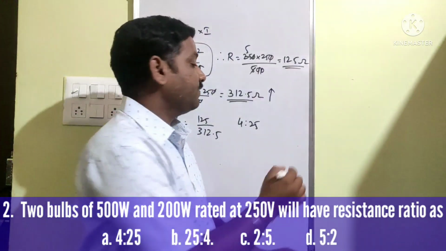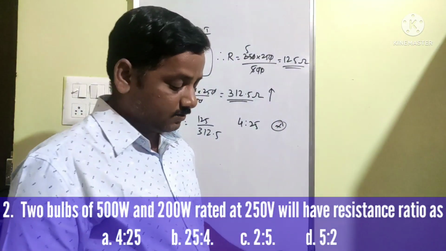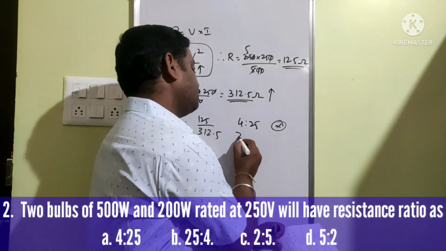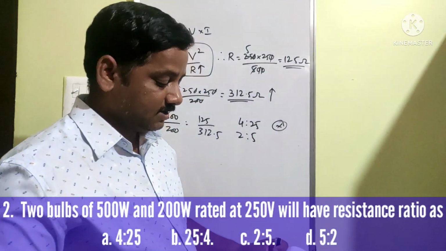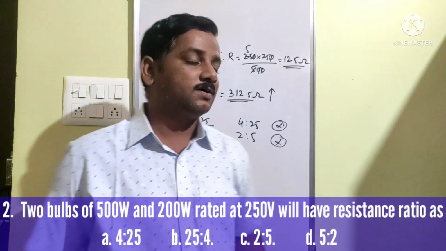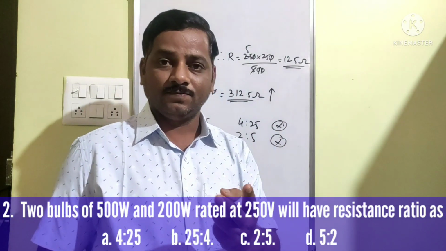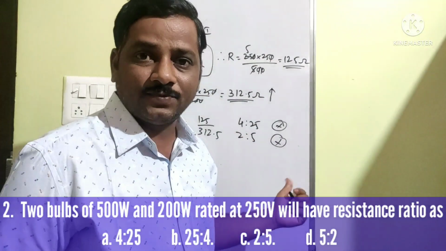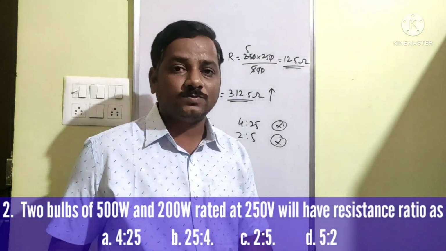So that option is removed. We can avoid that option, we can ignore it. Then 2:5, yes, smaller and then larger, you can consider it. Then 5:2, we can ignore that. So just by looking at the data, I am ignoring 2 options. Now we are left with the remaining 2 options. Among these 2, one has to be correct.